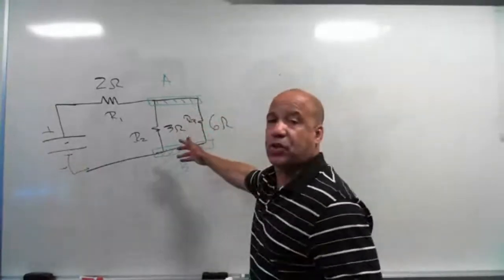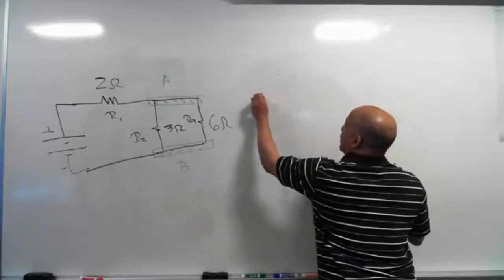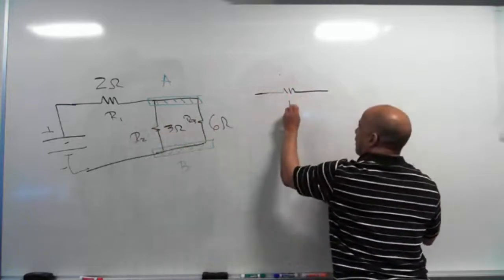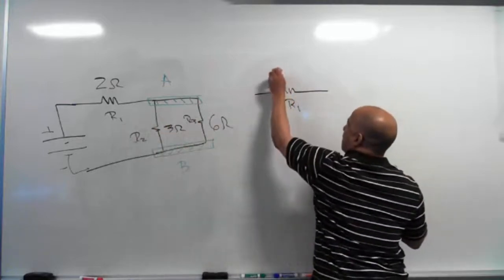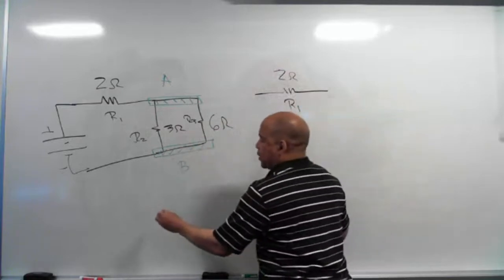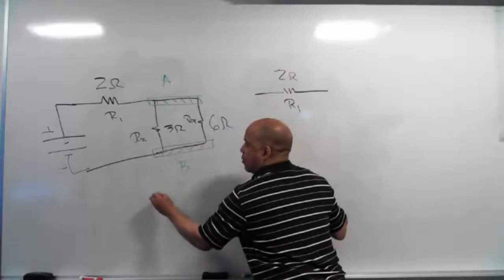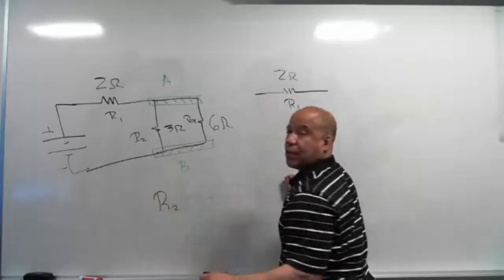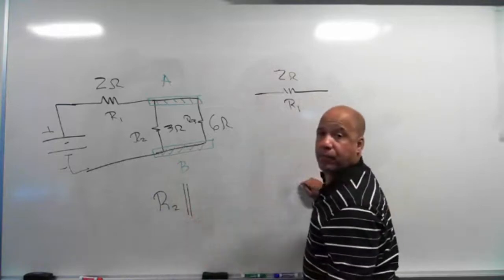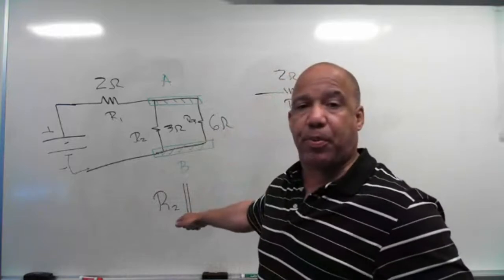So I'm going to redraw this into an equivalent circuit. That's R1. But these two I can combine. Now, the way I'm going to show this is I'm going to name this. I got R2, and R2 is in parallel with R3, so I'm going to use this operator right here to represent parallel. I use a plus sign to represent series. I use that sign right there to represent parallel.